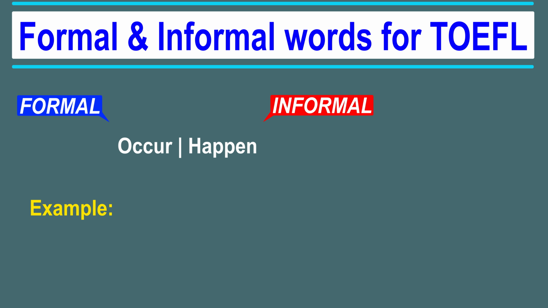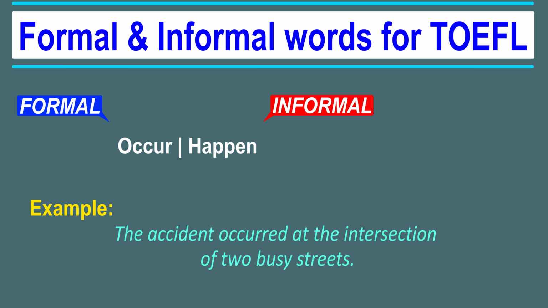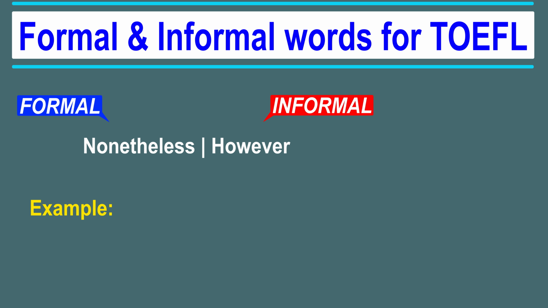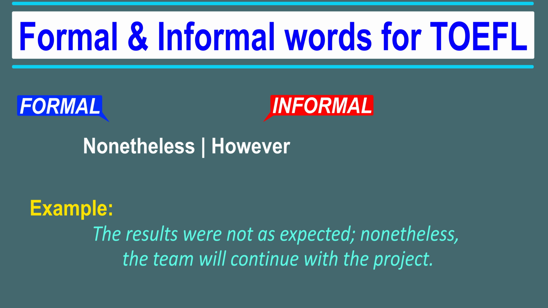Occur. Happen. Example is, the accident occurred at the intersection of two busy streets. Nonetheless. However. Example is, the results were not as expected. Nonetheless, the team will continue with the project.